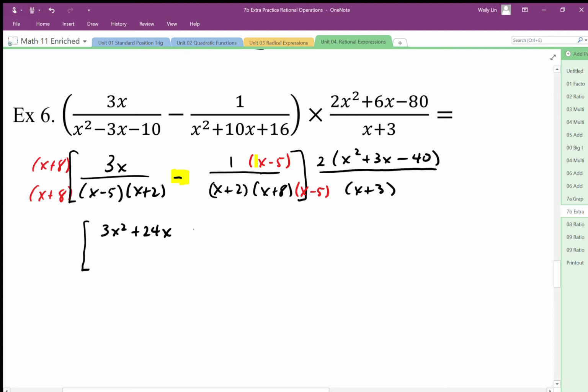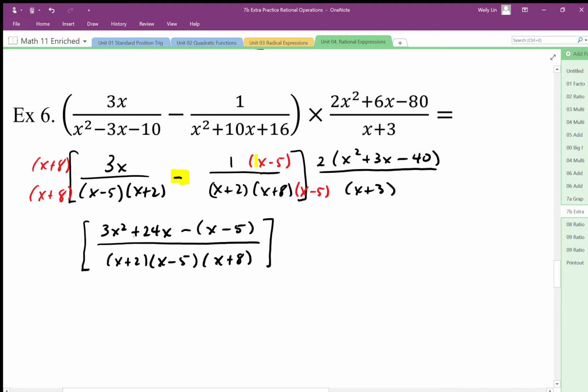So we end up with minus bracket x minus 5. That's going to end up being a plus 5. x plus 2, x minus 5, x plus 8 represent our factors. Okay, I'm probably going to have to try to factor this numerator if I can. I have a factor of 2. This is going to factor to plus 8, minus 5.